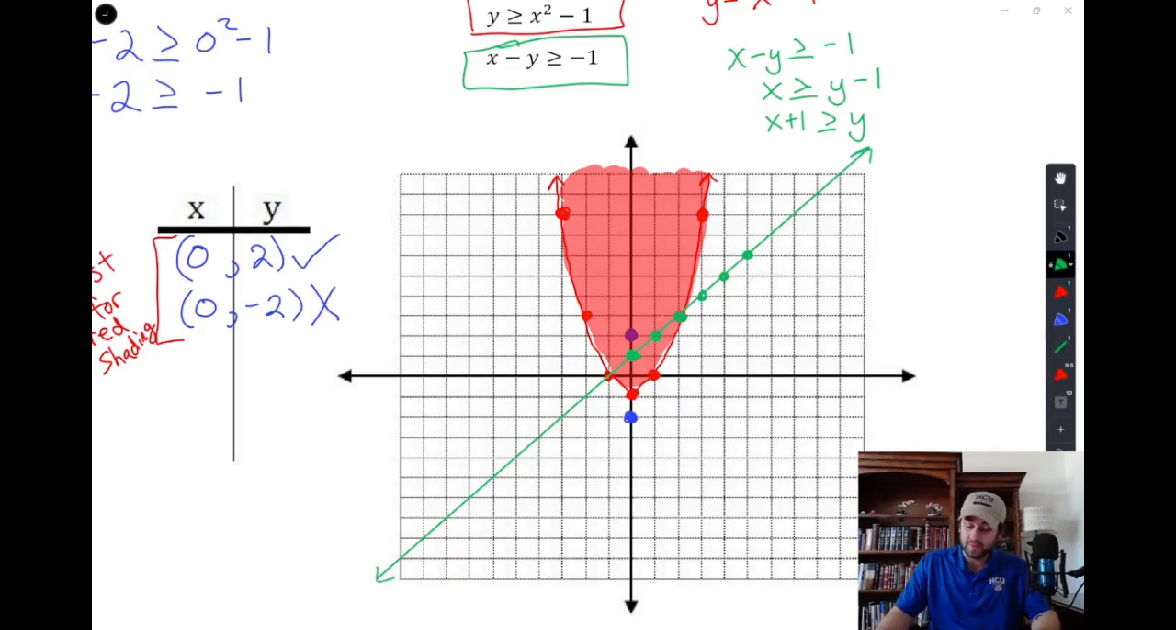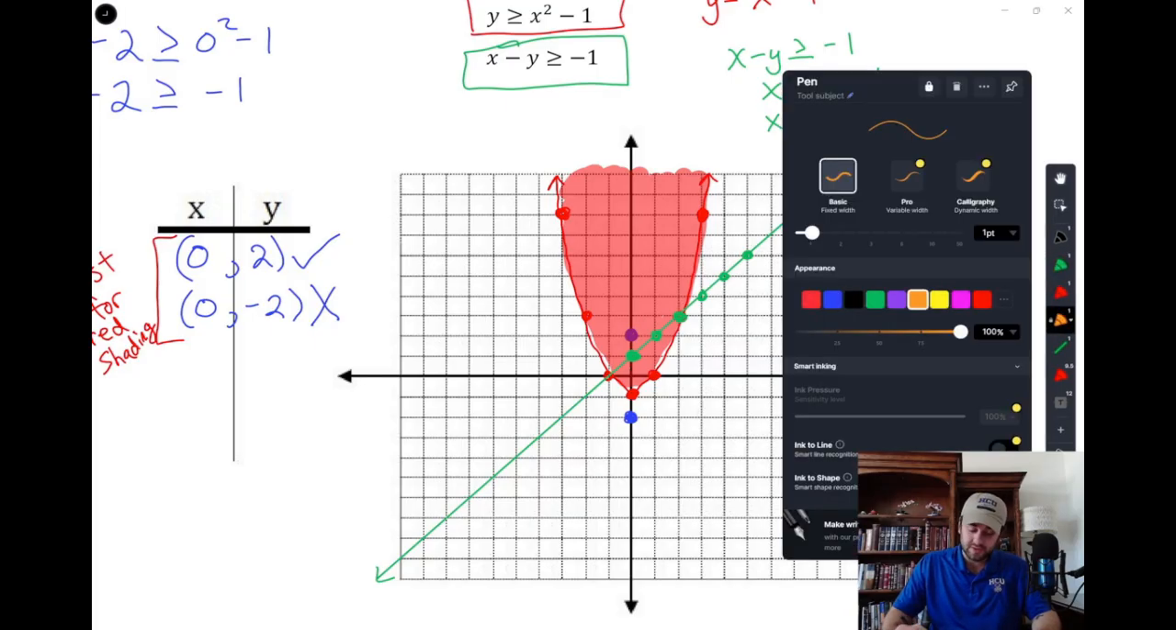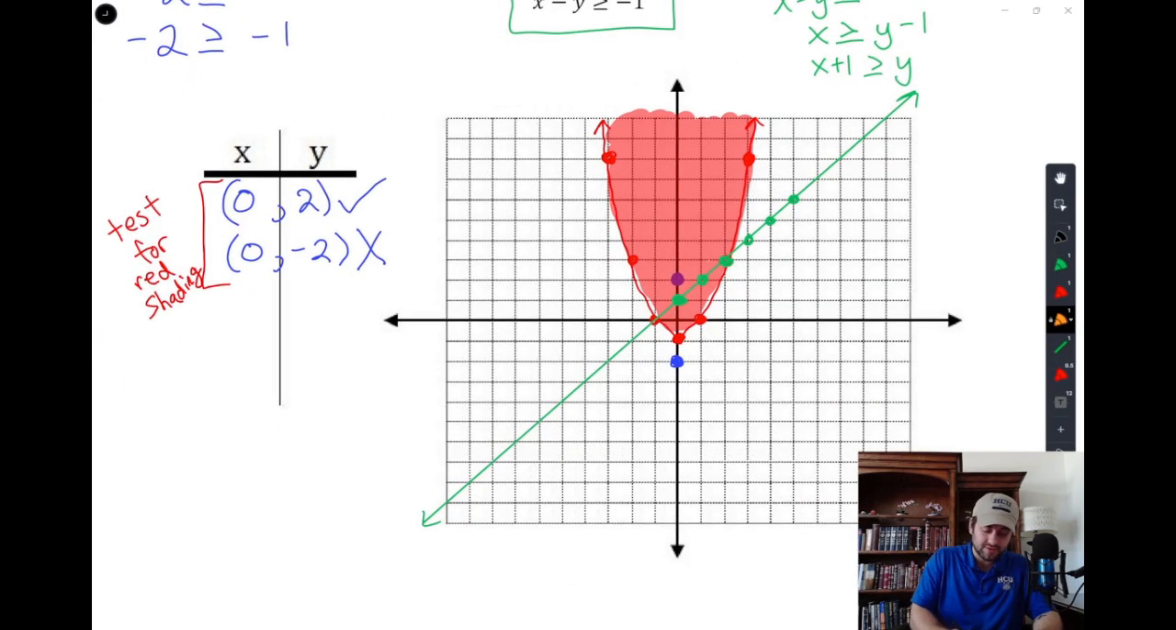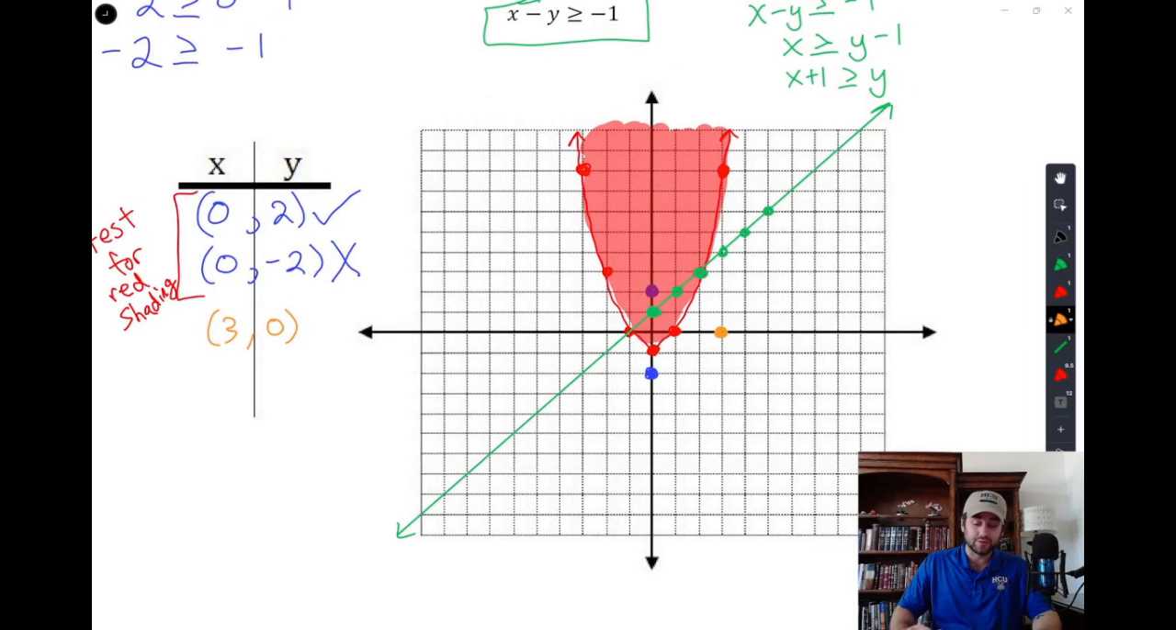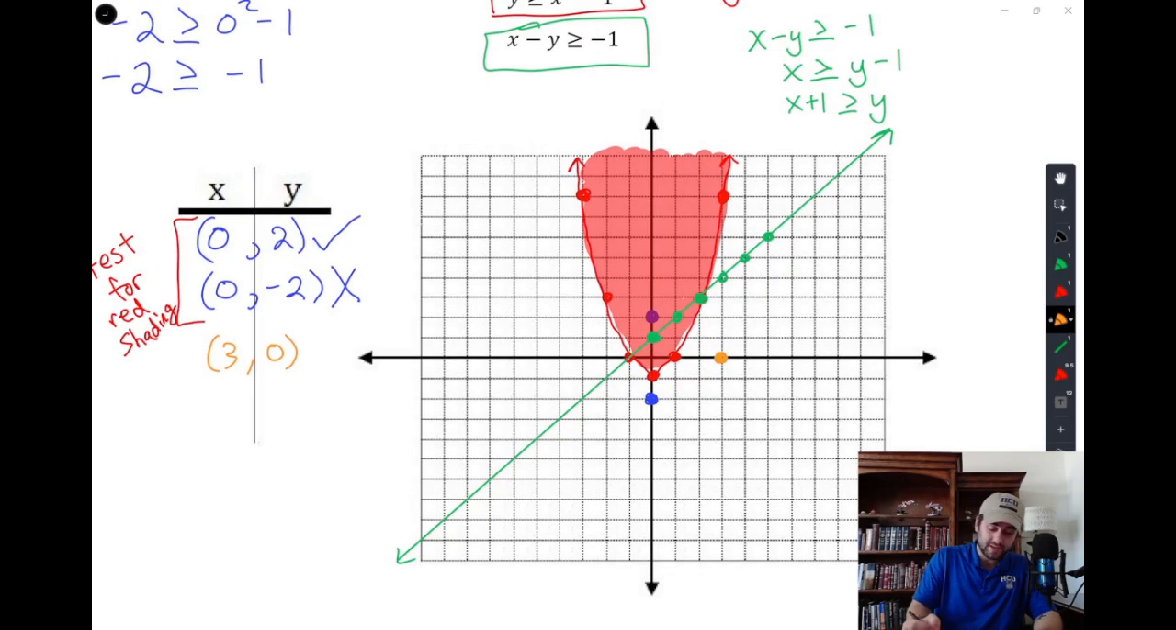And again, we're just going to plug and chug some points to see which side they fall on. So we'll use orange to test for green. This point looks like it's going to be easy to plug in. That is (3, 0). We're just going to see if it makes it true or not. So if we plug in 3 for x, 3 minus 0 is greater than or equal to -1. Is that true? Is 3 greater than or equal to -1?